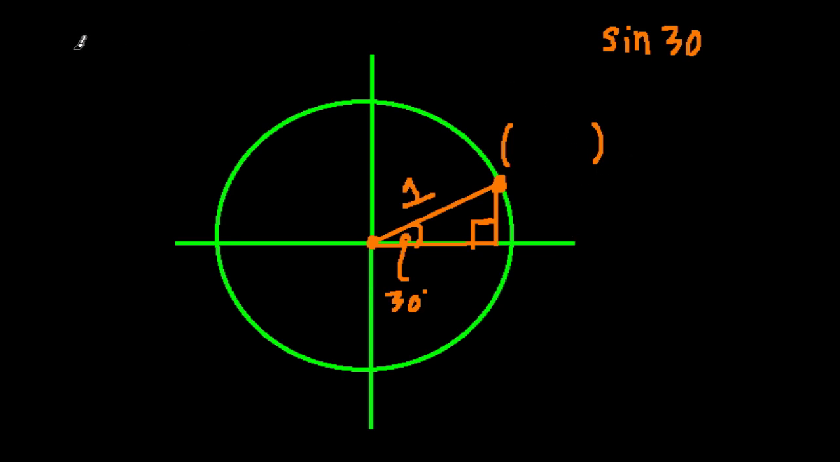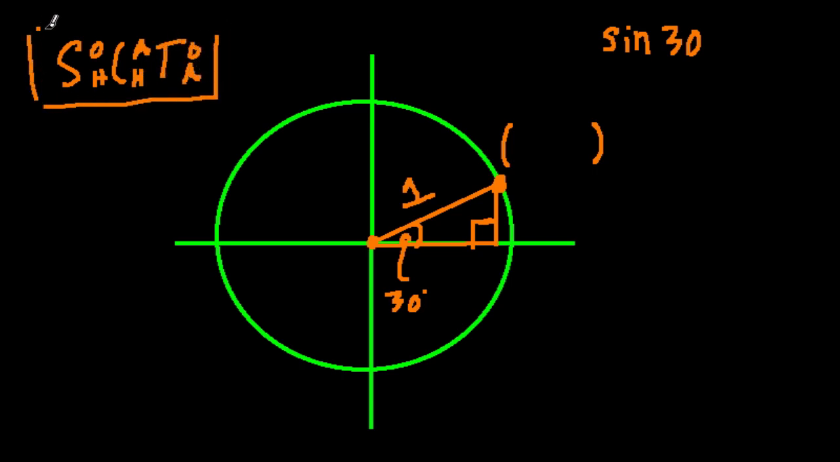Well, we still have our acronym SOH-CAH-TOA. And that still applies because now we've drawn a right triangle in the unit circle. So we can use what we know, that the sine is equal to the opposite side over the hypotenuse. And the opposite side is just right here. This is the opposite.